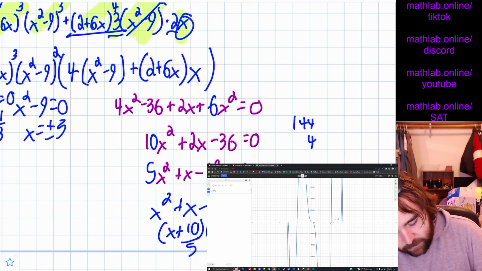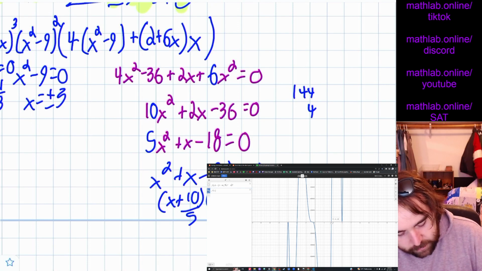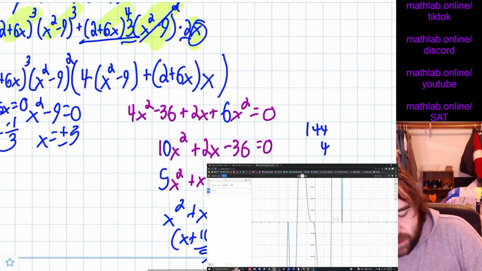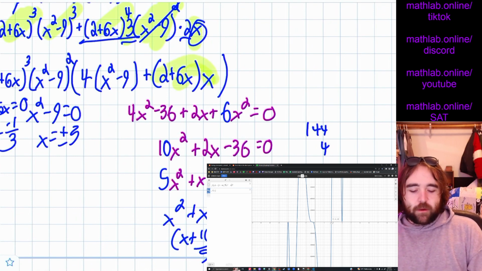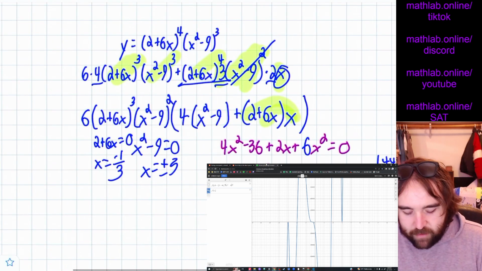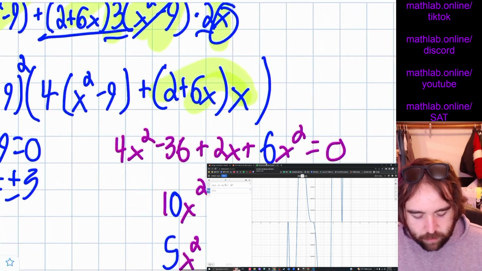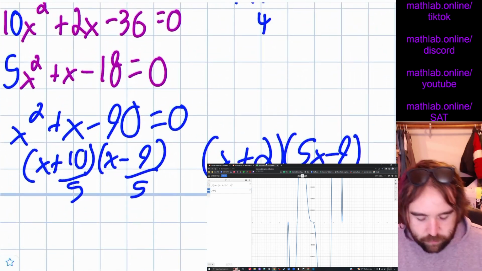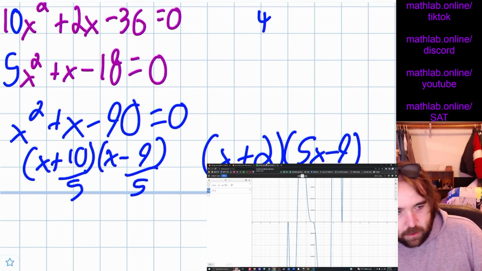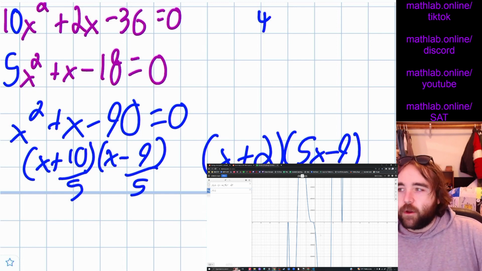You go divide by 5. You go divide by 5. And so you get x plus 2 and 5x minus 9. So that's your idea. So I had everything right. I just did the friggin' distribution wrong. So that's your main idea, is you've got to distribute all that stuff out. And so then you're left with that quadratic. And then you can just properly solve the quadratic and you get negative 2 and 9 over 5, or 1.8, which is what we found here.